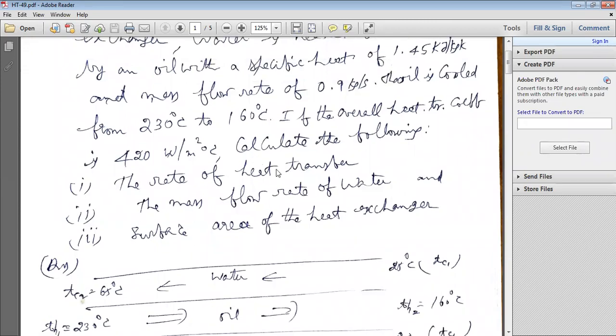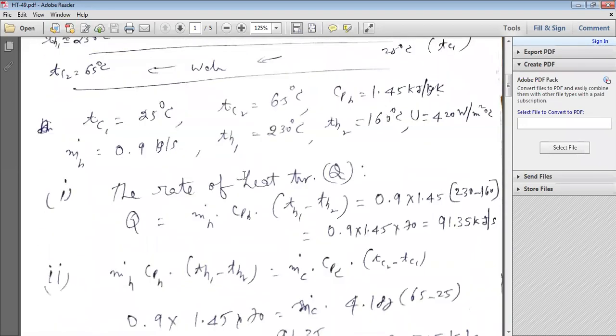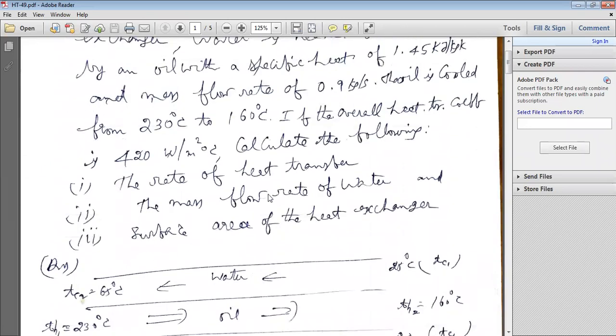And if the overall heat transfer coefficient is 420 watts per meter square Kelvin, calculate the following: the rate of heat transfer Q, the mass flow rate of water, that is m dot c, the cold fluid, and the surface area of the heat exchanger. Now, how do you calculate the rate of heat transfer?